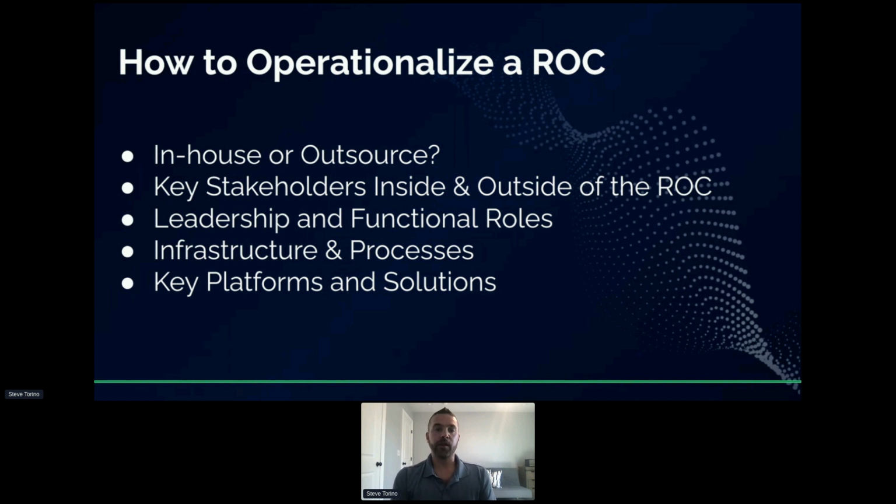And then obviously the key platforms and solutions. Similar to a security operations center, you're going to need that system of record. CyberStrong is a great option for that. But there are other ancillary things as well, ticketing systems and any type of redundancy that you need to make sure operations can continue in times of a crisis. All that kind of stuff would need to be thought about a little bit beforehand as well.